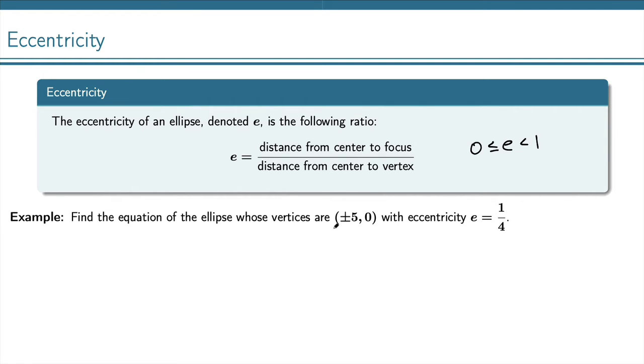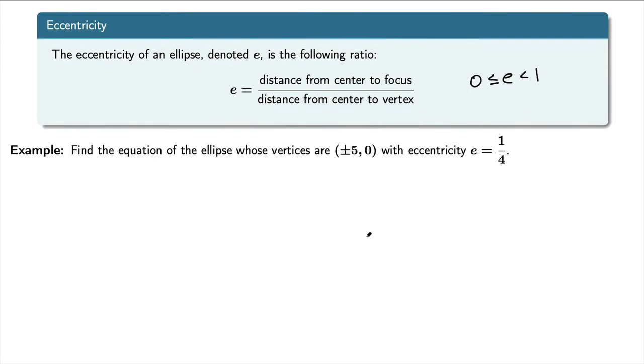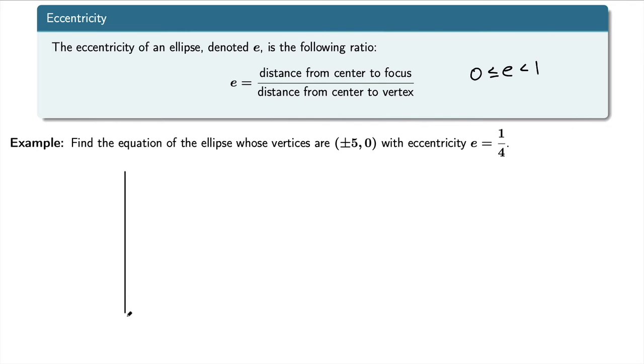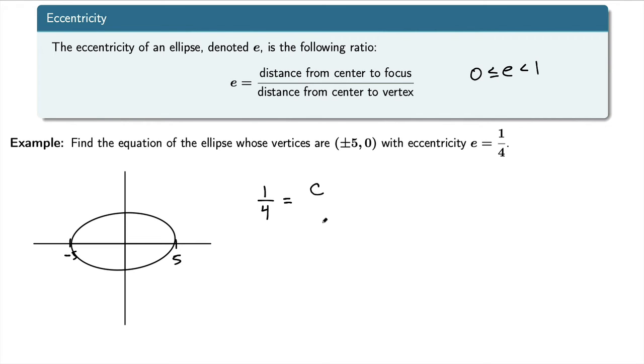Find the equation of the ellipse whose vertices are plus or minus 5 with eccentricity equal to 1/4. So let's go and just draw what we have here. We have an ellipse whose vertices are at plus or minus 5 in the x direction. So we know that we've got an ellipse that looks something like that. And we know then that the distance from the center to the vertex is 5. And we know E is 1/4. So we've got 1/4 equals the distance from the center to the focus, which we don't know and is usually called C, over the center to the vertex, which is 5.